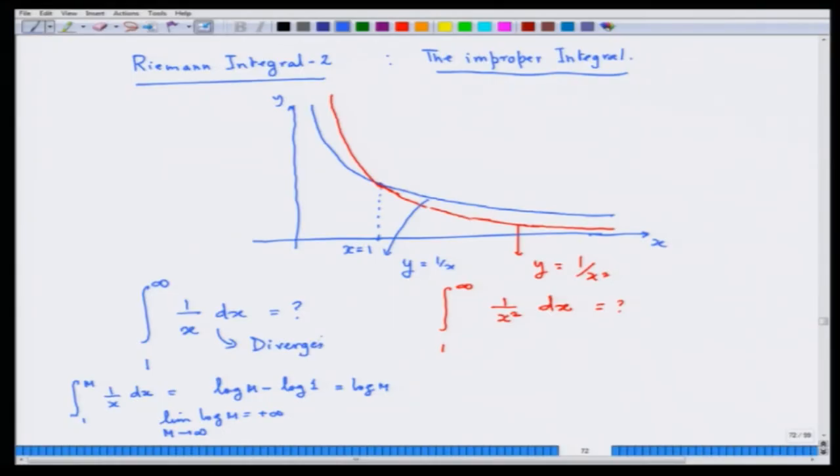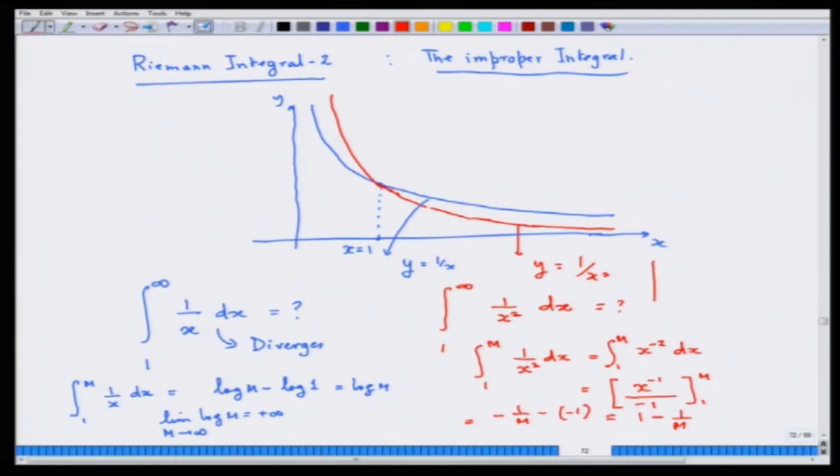Something amazing is going to happen here. Let us see what happens. Let me now compute the integral from 1 to M of x to the power minus 2 dx. So it will become x to the power minus 2 plus 1 by minus 2 plus 1, from 1 to M. So this will become minus 1 by M minus minus 1, so that will become 1 minus 1 by M.